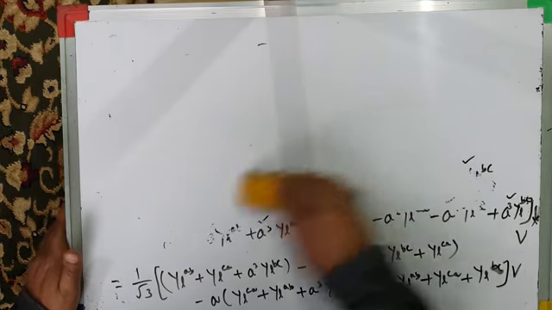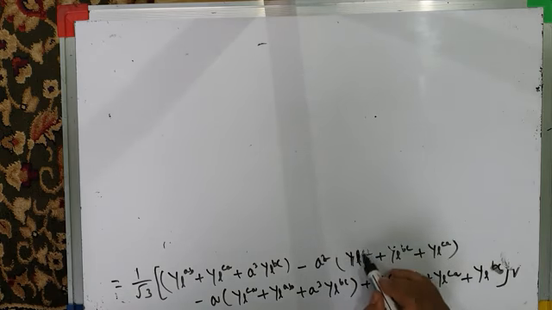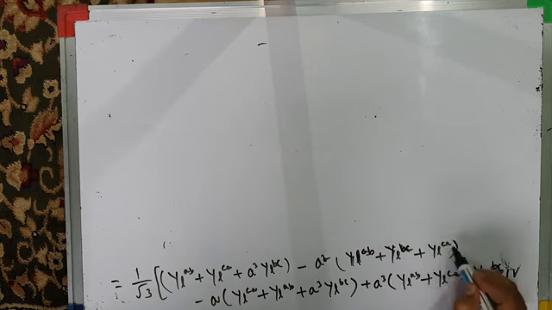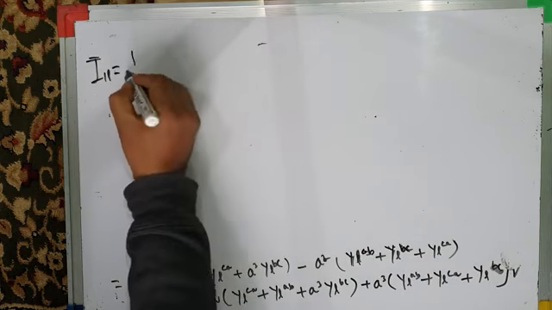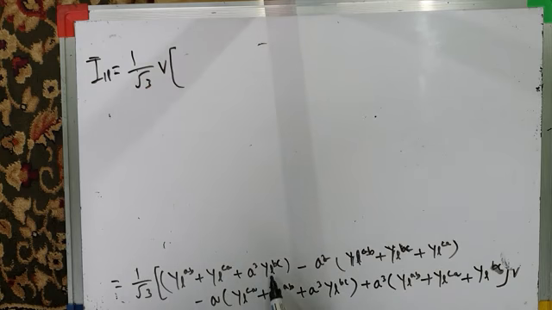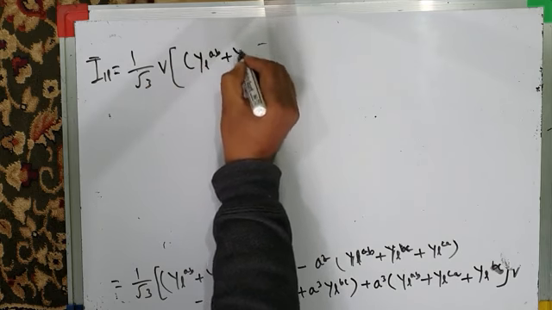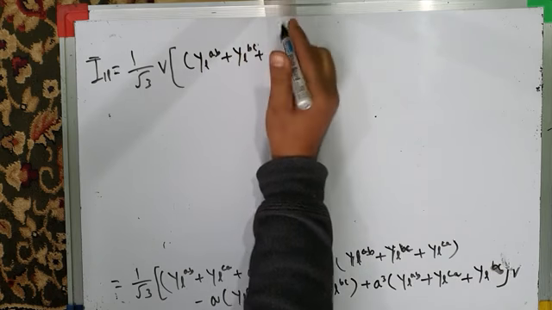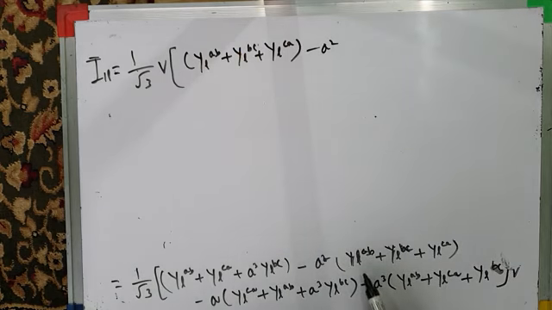Further simplification will give me A square times YLAB plus YLBC plus YLCA. Therefore I1L, the positive sequence component of load current, will be equal to 1 by root 3 into V. Now this is YLAB plus A cube is 1. We already know A cube is equal to 1. YLAB plus YLBC plus YLCA. Let me put it within brackets. Minus A square. We have minus A square.